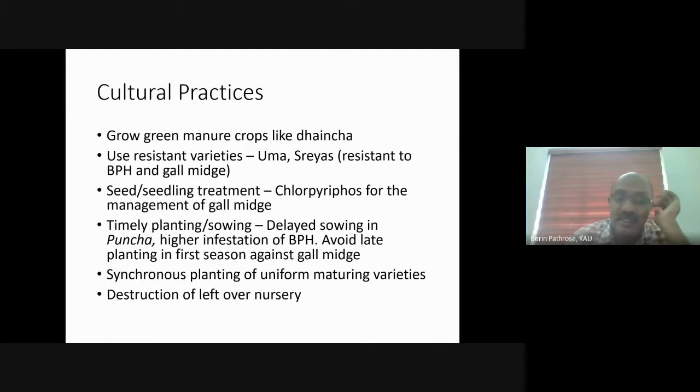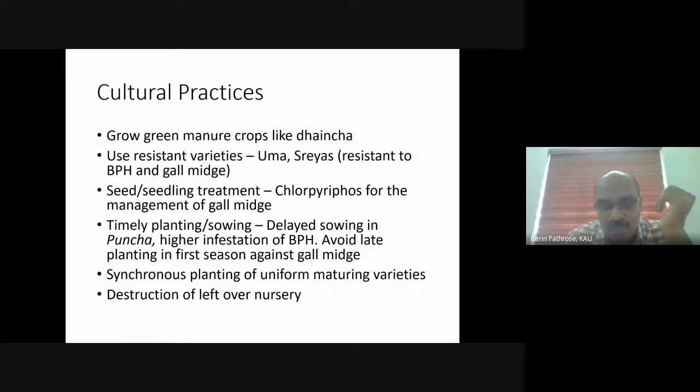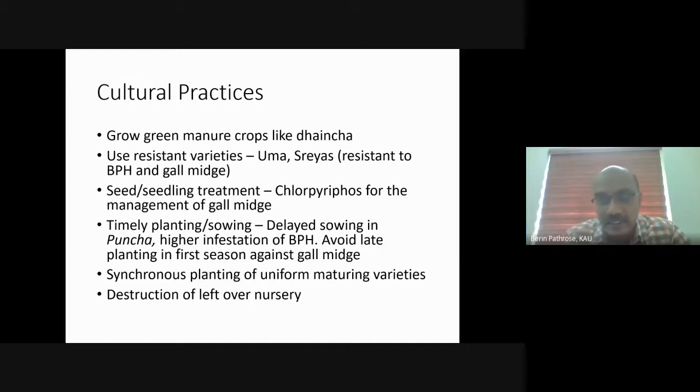Then we have discussed in detail about the timely planting, sowing, the synchronous planting with uniform maturing varieties, and timely planting, because we have seen late planting in Kharif leads to gall midge infestation. Late planting in Rabi leads to higher infestation of BPH. So try to avoid all those. Go for timely planting. But this, theoretically we can say, because all this planting depends on weather. With the haphazard weather which we are having, this kind of timely planting may not always be possible. But try to go for timely planting as much as possible.